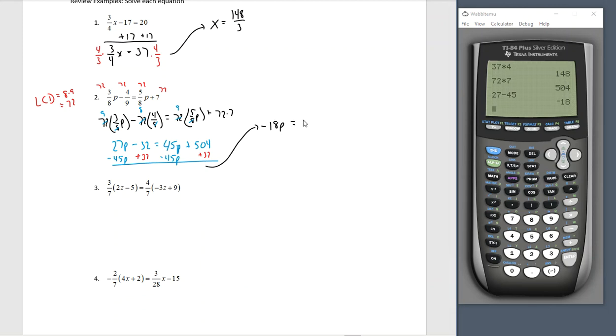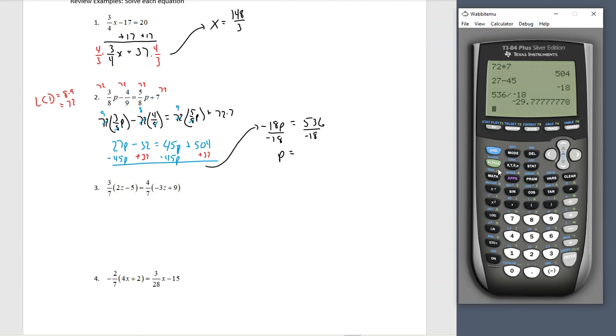And this equals 504 plus 32 is 536. When I divide both sides by the negative 18, I'll end up with p equals 536 divided by, make sure you use the negative button, not the minus button, divided by the negative 18, which is nothing that we like.